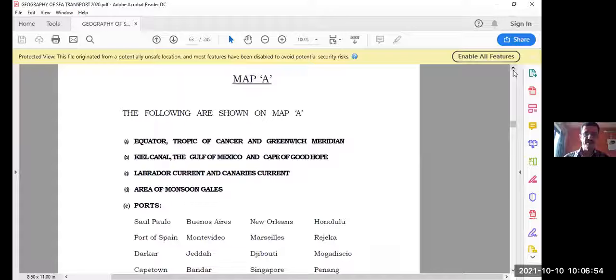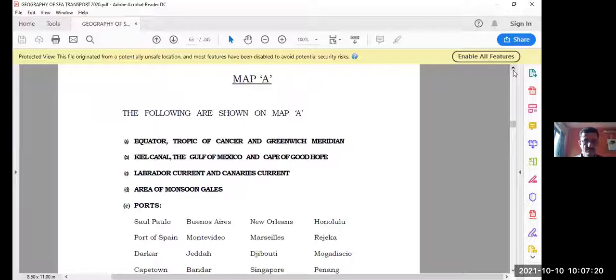Okay, all of you can see map is written there. Right, sir. Okay, yes, good. So, Mr. Chintu, please read what is written there. Map one below. The following are shown on map: equator, Tropic of Cancer, and the Greenwich Meridian.